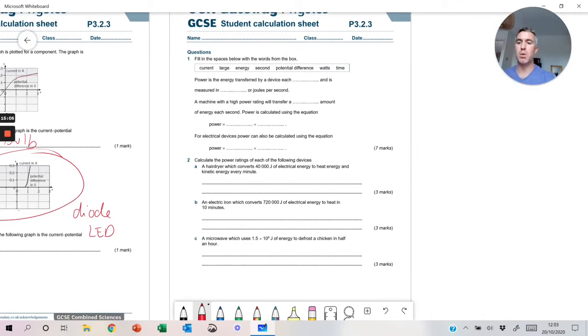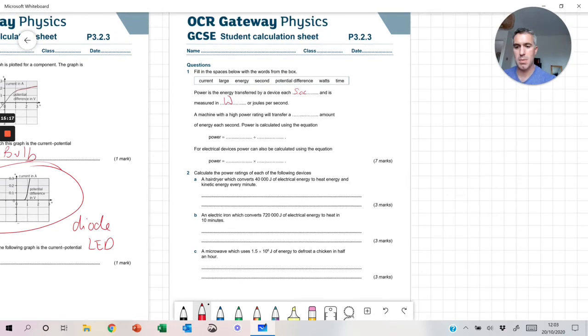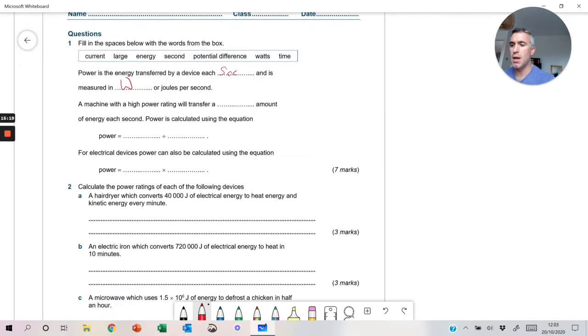Fill in the spaces with the words from the box. Power is the energy transferred by each device each second, and is measured in watts or joules per second. So I can make this a bit bigger. A machine with a high power rating will transfer a large amount of energy each second.